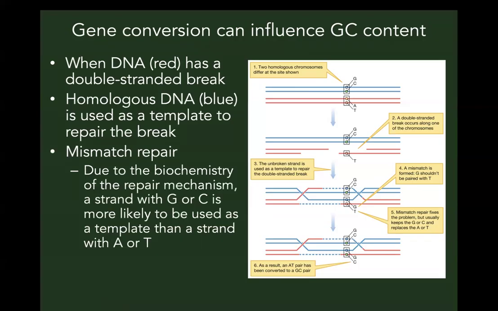Due to the biochemistry of the repair mechanism, if you have a strand with a G or C, it's more likely to be used as a template than a strand with an A or T. I can't exactly tell you what the biochemistry is, but I'm sure you can think of somebody you can ask who probably knows the answer. But because of this mechanism, the adenine-thymine pairs can end up getting converted to GC pairs when the repair is happening. And so that could potentially boost the number of GC pairs.